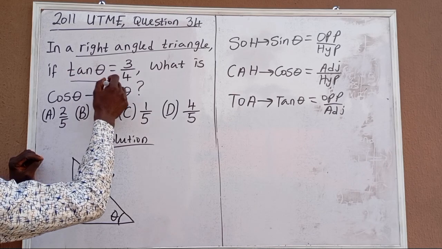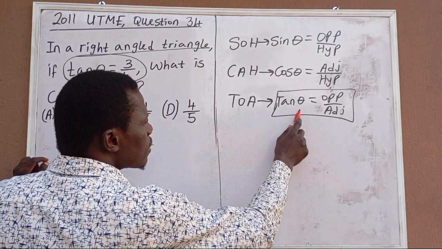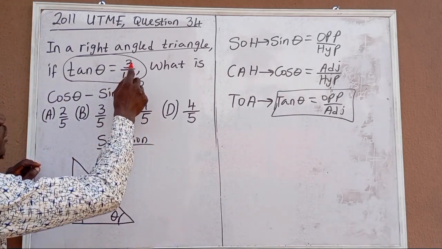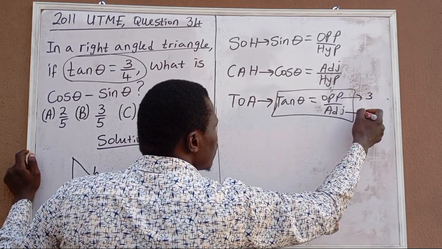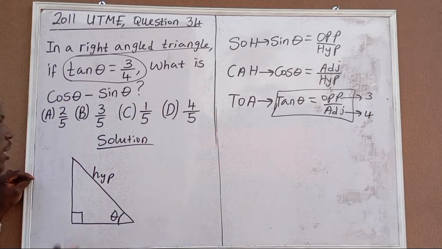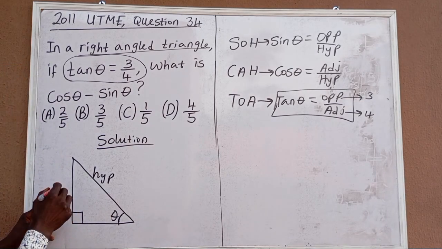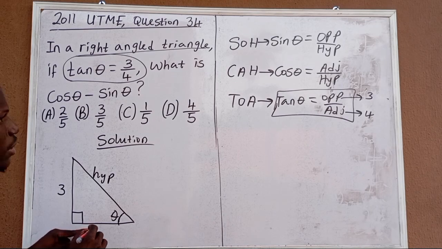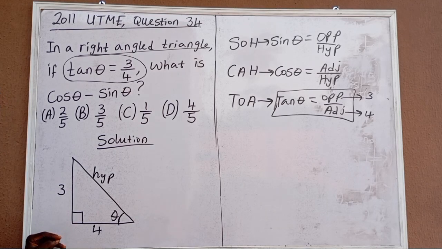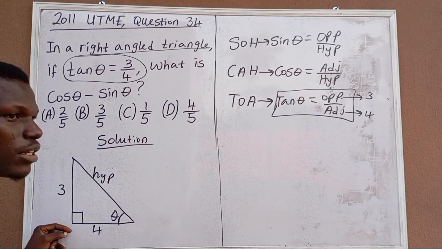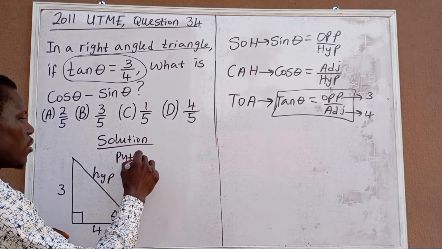It says tan theta equals 3/4. So tan falls under this category, and we've been told it is 3/4. That means the opposite is 3 and the adjacent is 4 in this triangle. I'm going to assume that this is theta, the opposite is 3, the adjacent is 4. So that means I do not know the hypotenuse. So that's the first thing to do. You need to get the hypotenuse. How? We need to apply the Pythagoras theorem.